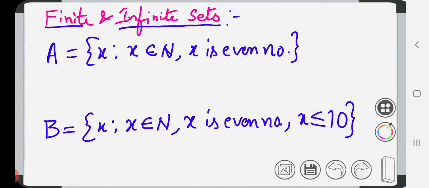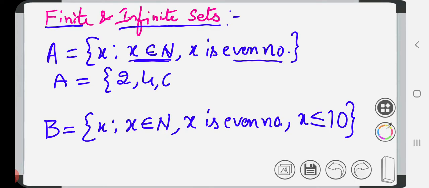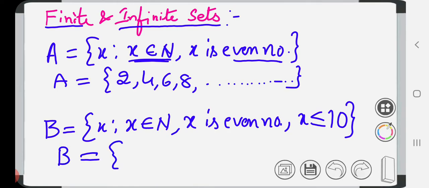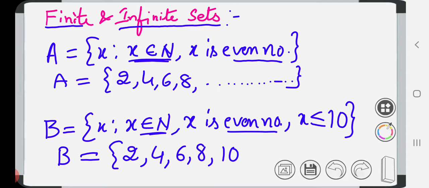Now write the roster form for A. We have to write natural numbers which are even numbers. That means 2, 4, 6, 8 and so on we will get. And write the roster form for B: here we have to write natural numbers which are even numbers and less than or equal to 10. That means we write 2, 4, 6, 8 and 10 also, because equal to is here. So up to this.